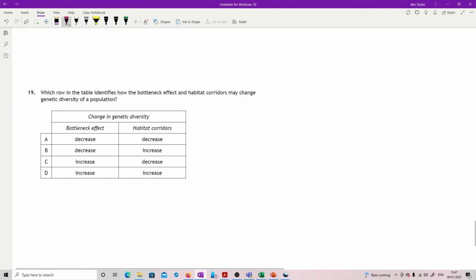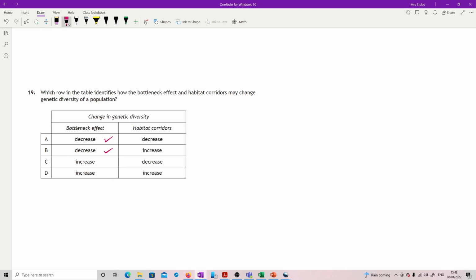Question 19. Which row in the table identifies how the bottleneck effect and habitat corridors may change the genetic diversity of a population? If you have a bottleneck effect, you have gone through a small population number, so all of the genetic diversity that you have left is what was in the individuals that went through the bottleneck. So that has to decrease the overall genetic diversity.